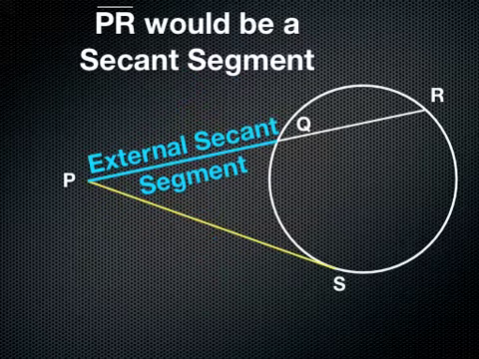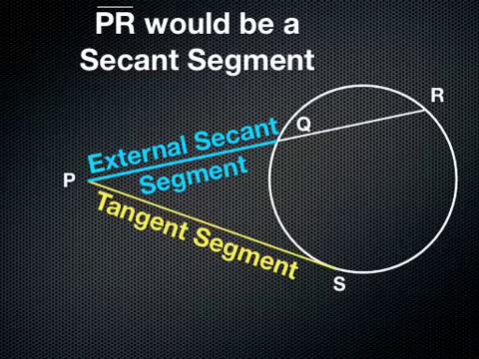And then if you look at the yellow segment, we have a tangent segment, PS. Remember, a tangent line is going to extend in both directions and be a line. A tangent segment is going to have endpoints. One of those endpoints is going to be on the circle, the point where it intersects the circle.